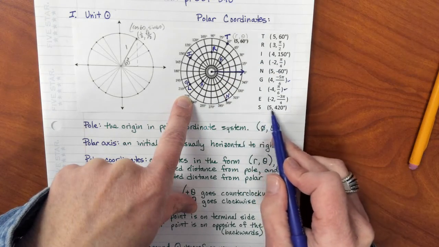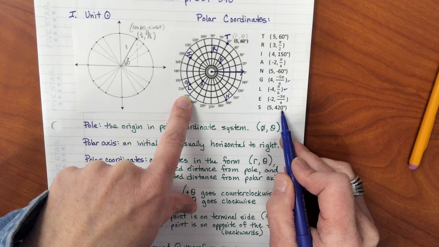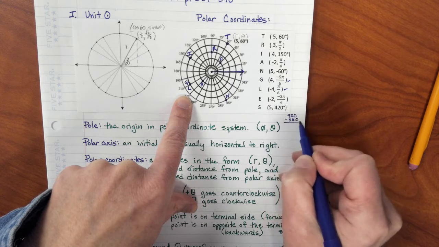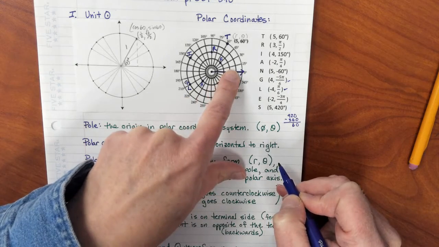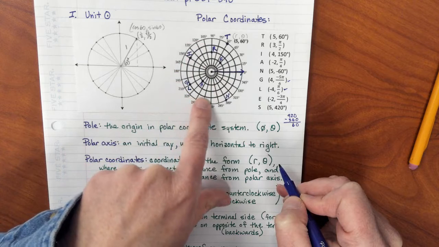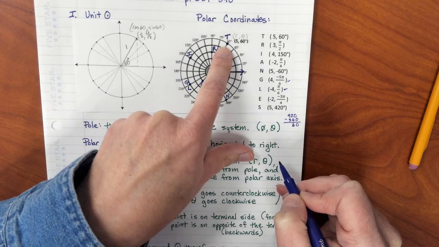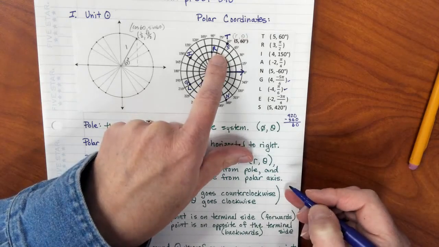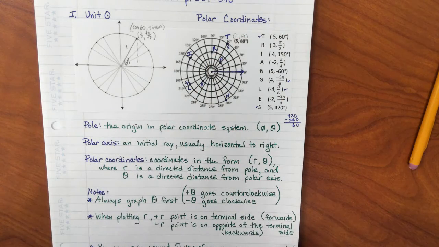All right, S. 420. Oh, wait a minute. That's bigger than 360, isn't it? So we need to do 420 minus 360. Okay, that is at 60 degrees. So if we go all the way around and then we come back up here to 60 degrees, that is right there where we labeled T. That's also S. So S and T are the exact same point.